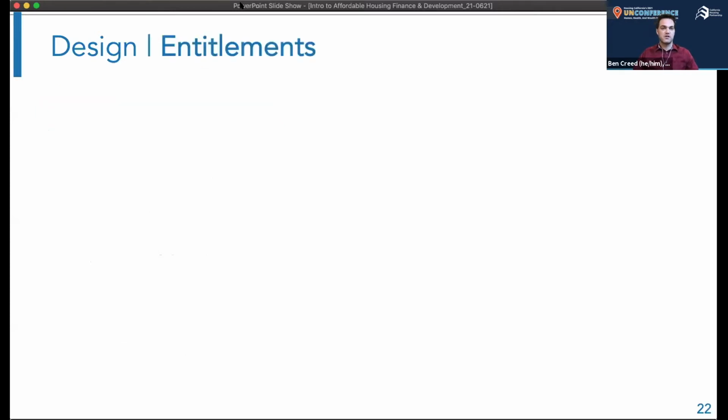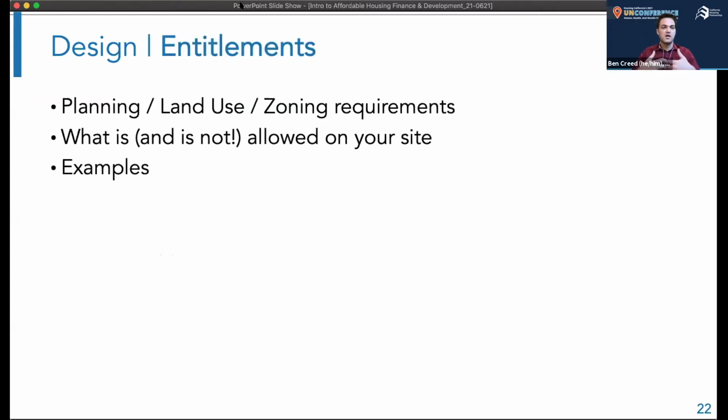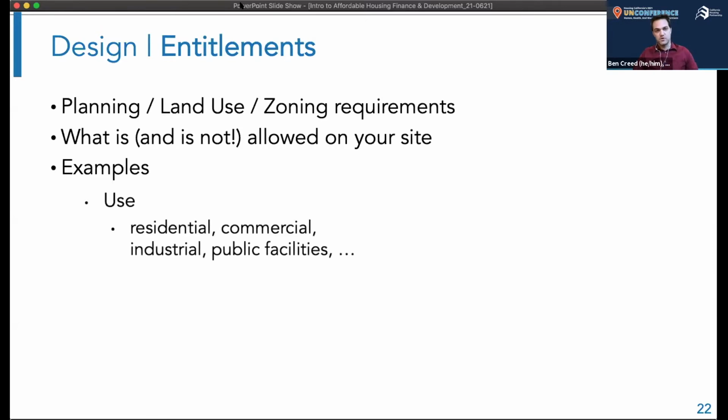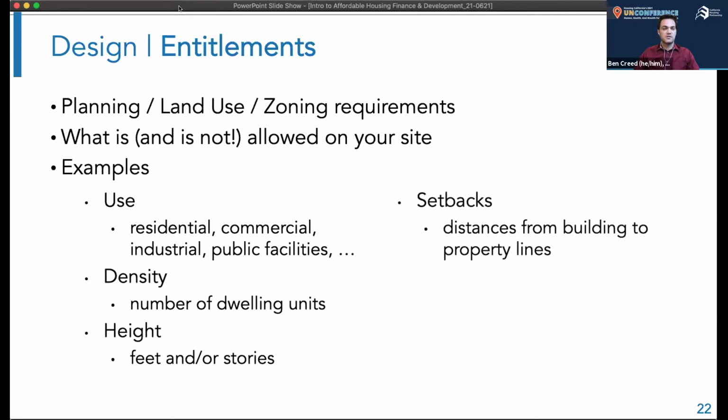And the shorthand for this is often entitlements, which refers to the approvals from your city planning department that your design conforms with the existing requirements for planning and land use and zoning. So this governs what you can, and just as importantly, what you cannot build on the site that you've selected. And so just a few examples of some requirements that you're going to be designing around: the use. In an affordable housing context, you're going to want to make sure that the site is zoned for a residential use. Density will govern how many units, how many apartments can be built on your site. Height limits, if there's a certain number of feet or number of stories that your structures cannot exceed.